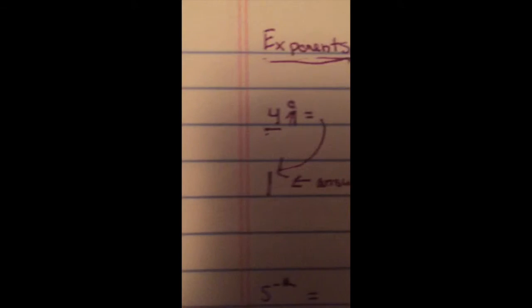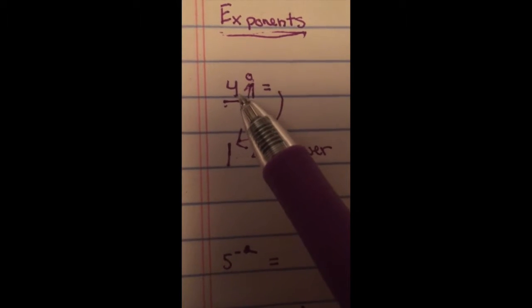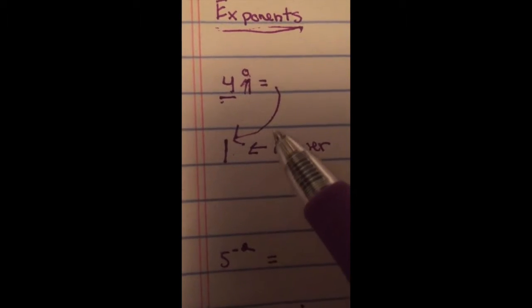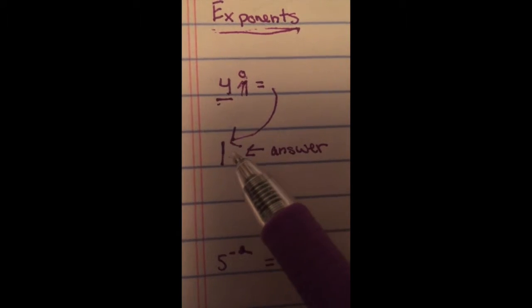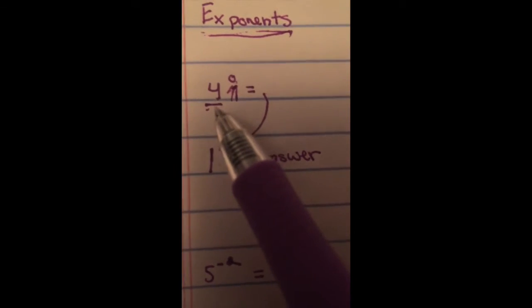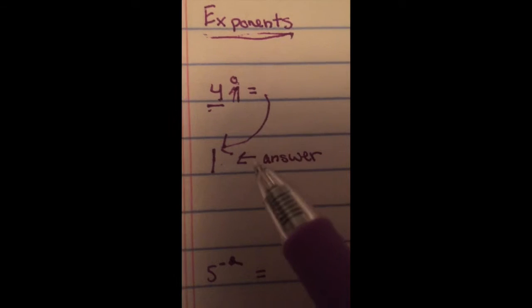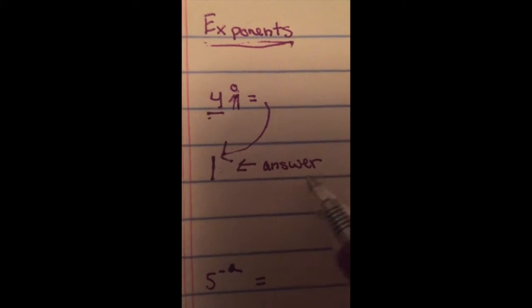Okay, so we did exponents. And as you can see here, our first one we did was 0 exponents. So here we have 4 to the 0 power. And because it's a 0 power, this is going to equal 1. No matter what this base number is, if you see a 0 power, 1 is going to be the answer, no matter what.